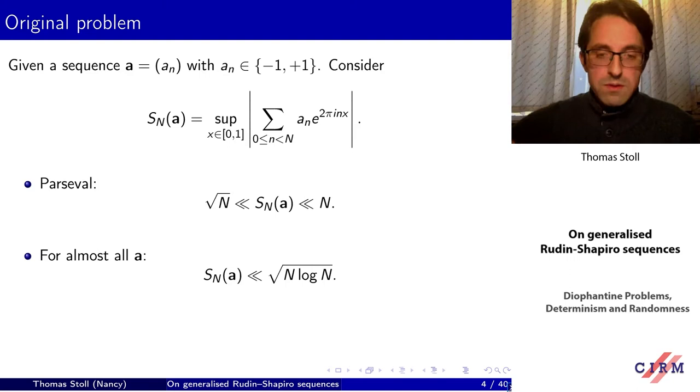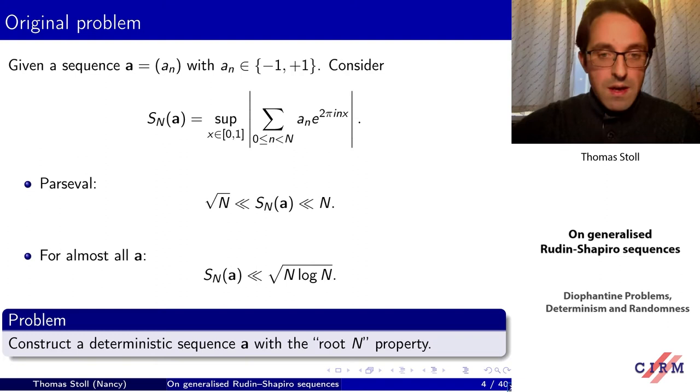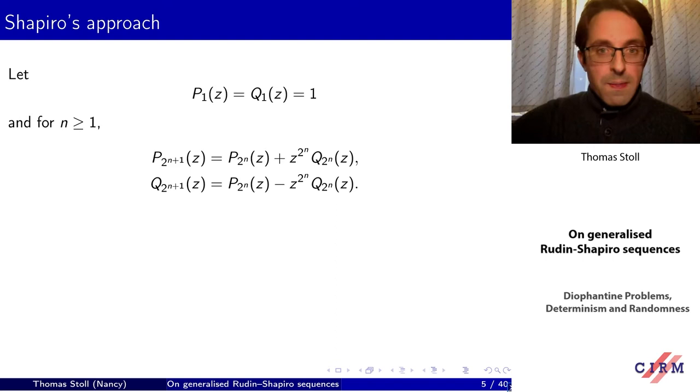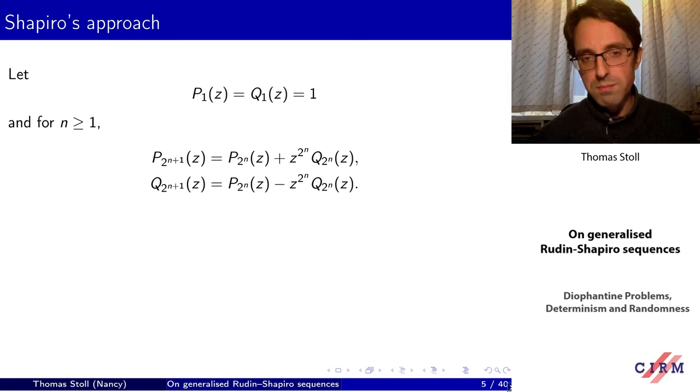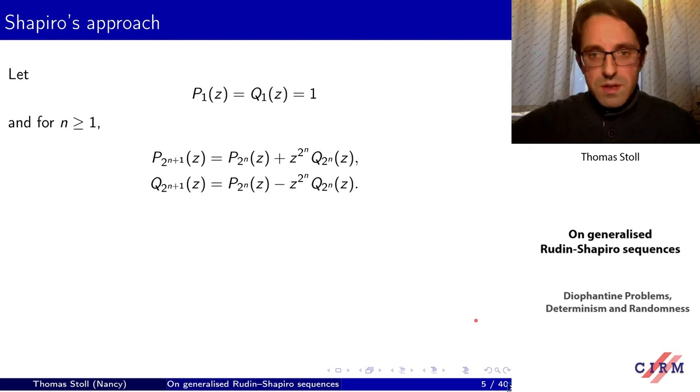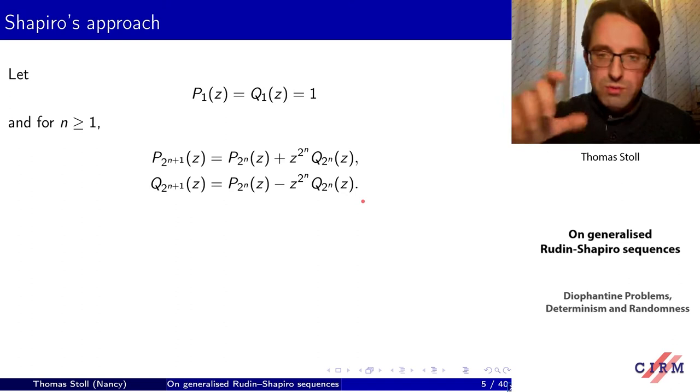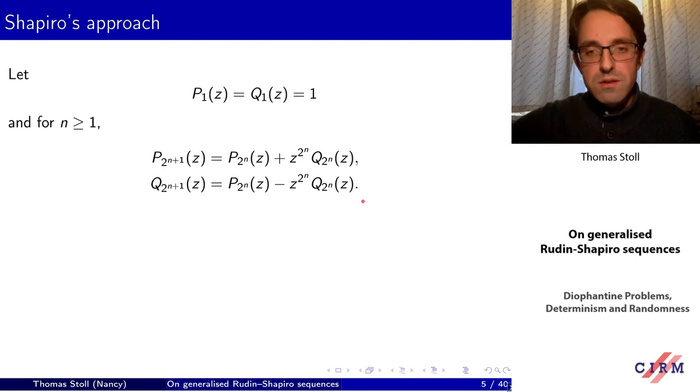So there might be some possibility to get to square root N, and the Rudin-Shapiro sequence is one of these sequences that gets very close. The problem is to construct a deterministic sequence that has this root N property. Shapiro's approach was the following. He started off with an interrelated recursion of two polynomial sequences, P and Q. There is a factor of z to the 2^n in front of the Q's. You may also think about a matrix that is in front of this PQ vector. This is the starting point of the generalization afterwards by several people.